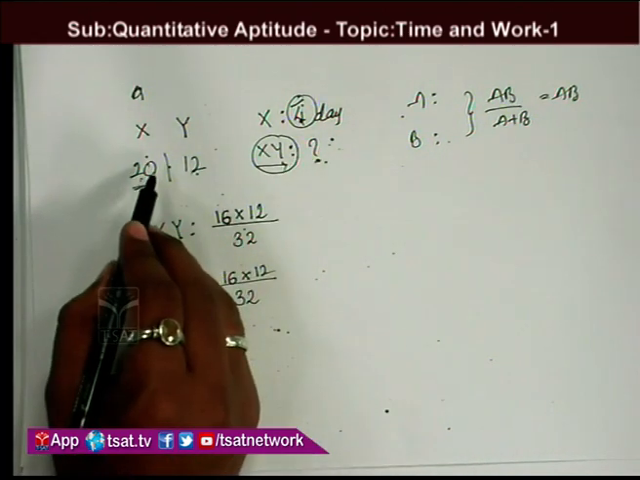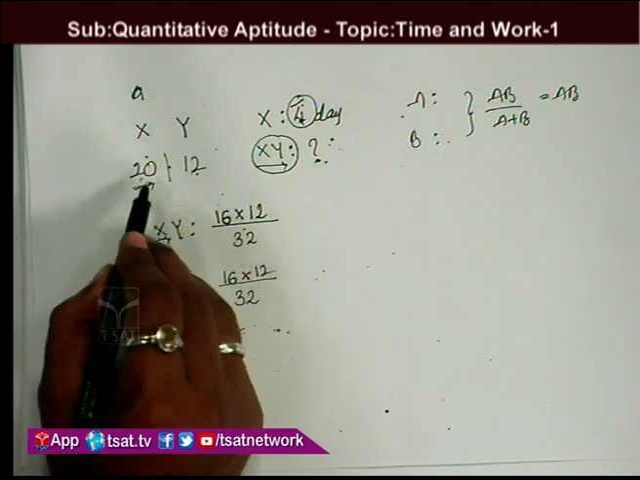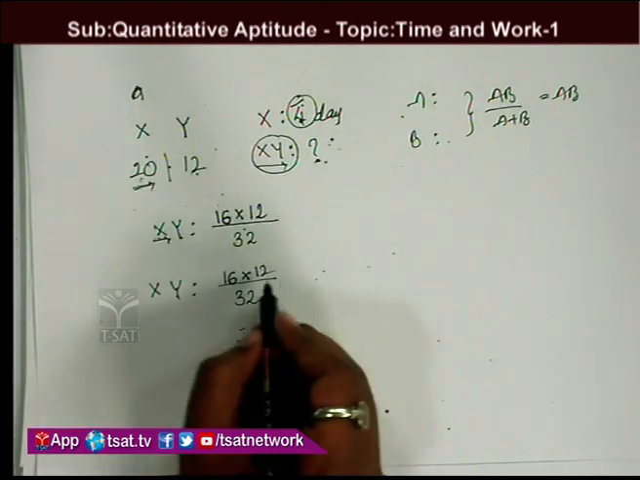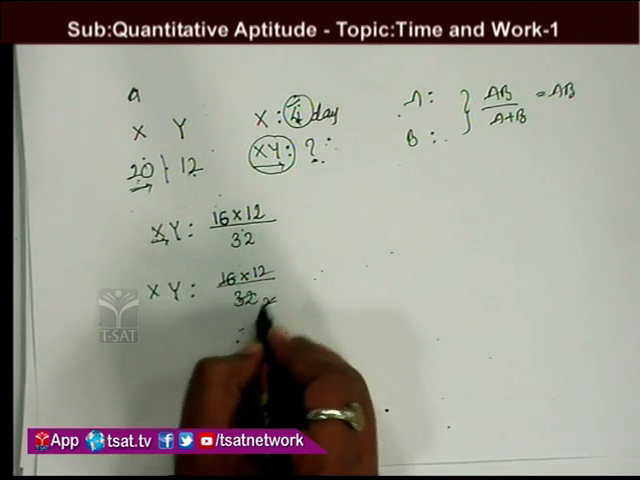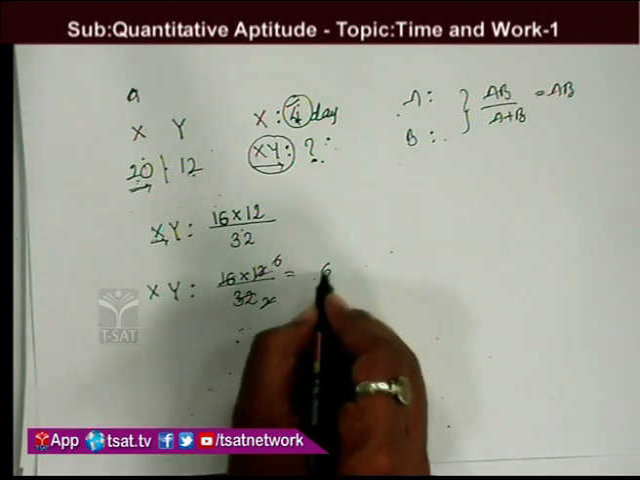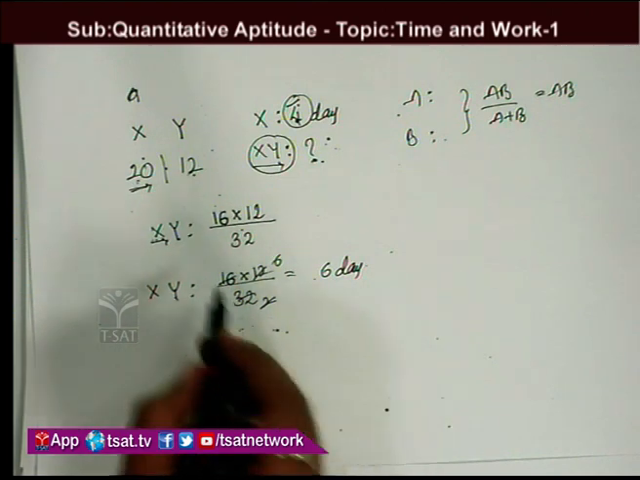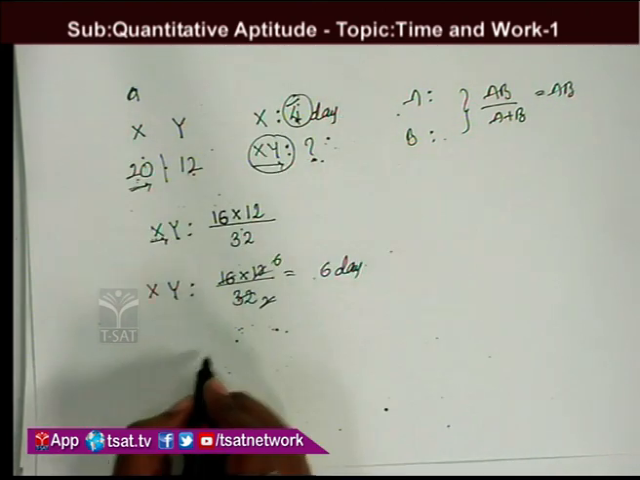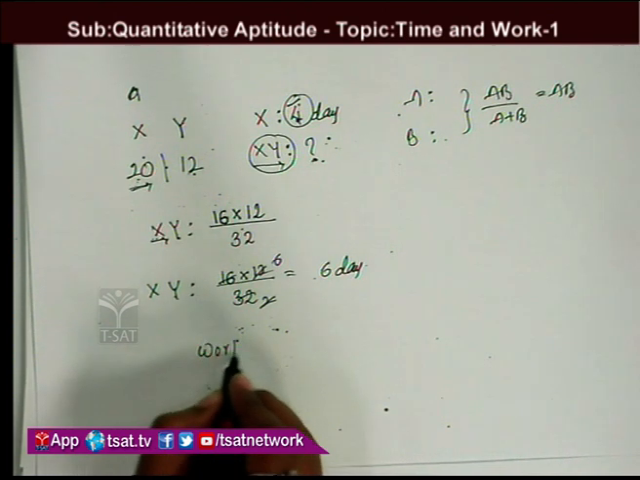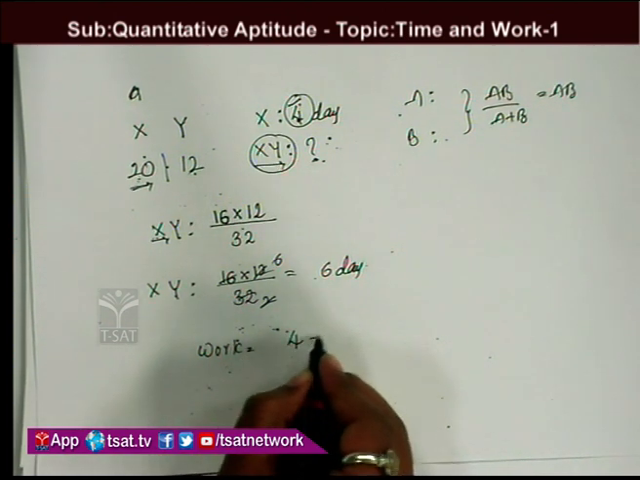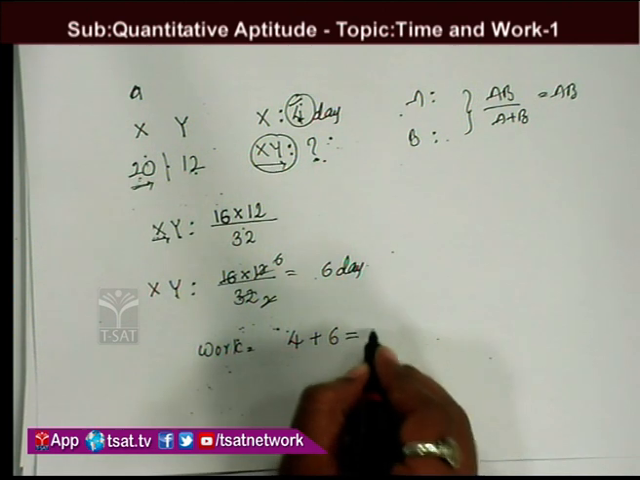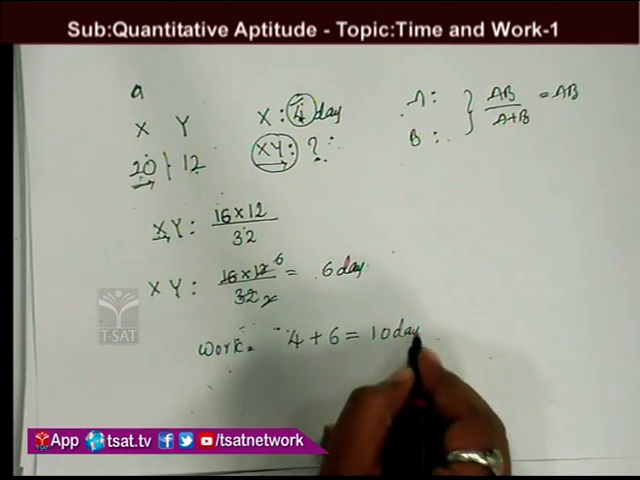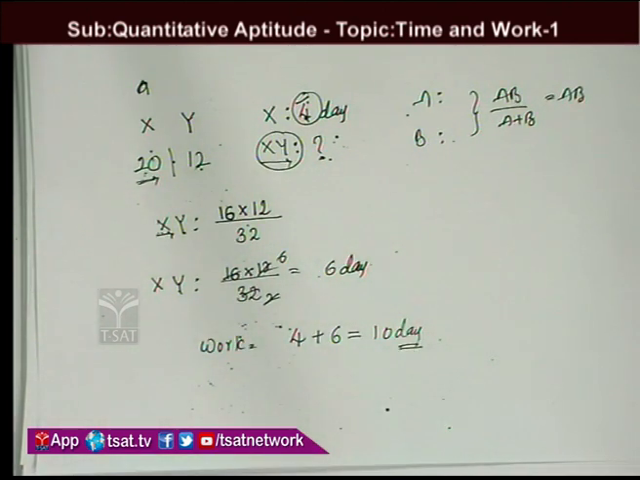So, x only is working alone. So, remove that 4 from the 20, that is 20 minus 4, 16. 16 2s are 32, 2 6s are 12. So, that is 6 days. That means x and y together work for 6 days, and x only works for 4 days. So, the work is completed in the beginning 4 days, and both are working together for 6 days. The work is completed in 4 plus 6, 10 days.